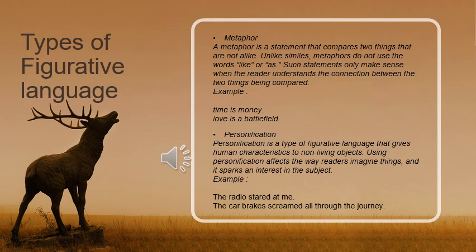Okay, next is the types of figurative language. Jadi figurative language ini ada beberapa jenis, tapi kita akan pelajari yang sering dipakai dalam poem saja. Yang pertama, we have metaphor. Metaphor is a statement that compares two things that are not alike. Unlike similes, metaphor do not use the words like or as. Jadi metafor itu membandingkan sesuatu yang sebenarnya tidak satu arti. Contohnya, time is money. Love is a battlefield.